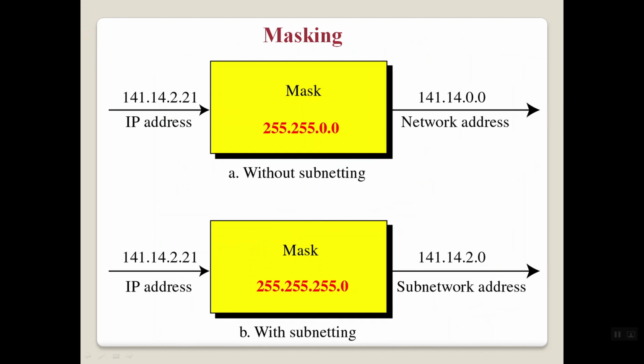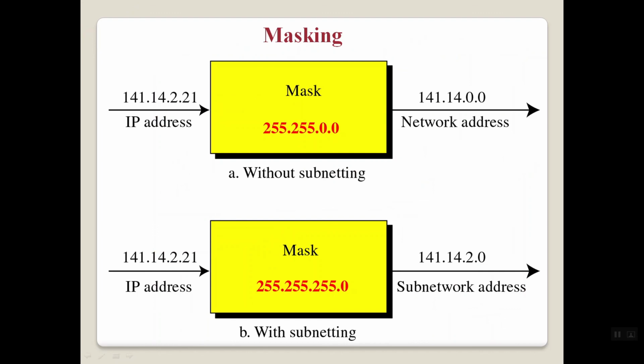Now going back to masking, whenever an IP address such as 141.14.2.21 goes through the AND operation, the masking address will be 255.255.0.0, that is, in class B IP addressing. So the network address will be 141.14.0.0. So what does it do? It filters, or converts, the net IDs with the corresponding IP which is coming in and sets the host IDs to 0 in this first block, without subnetting.